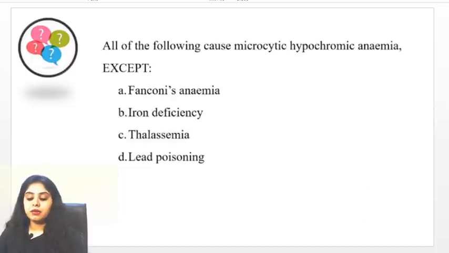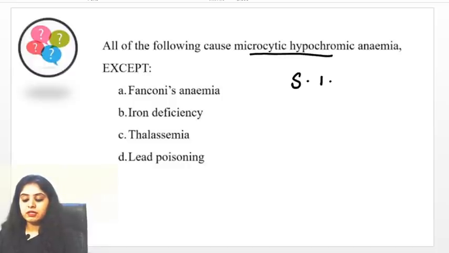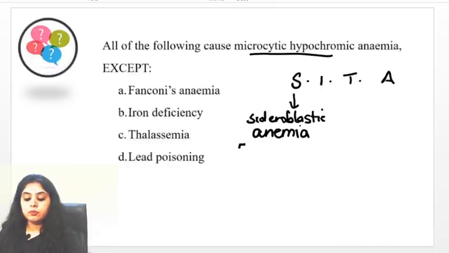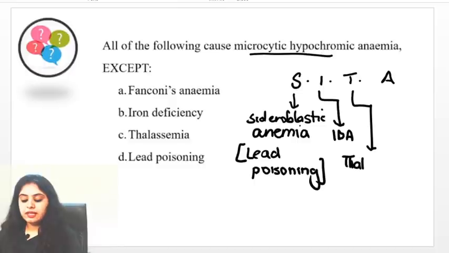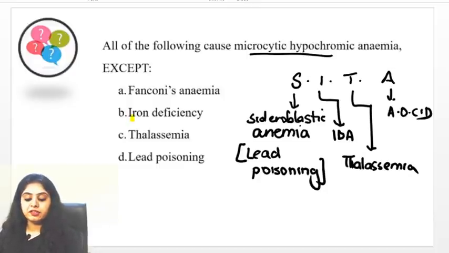All of the following cause microcytic hypochromic anemia except. First, you should know the mnemonic for microcytic hypochromic anemia, and that is SITA. S is sideroblastic anemia. I hope you also know that one of the causes of sideroblastic anemia is lead poisoning. I for iron deficiency anemia, T for thalassemia, and A for anemia of chronic disease. All of these are microcytic hypochromic. So yes, iron deficiency, thalassemia, lead poisoning, they are microcytic hypochromic.